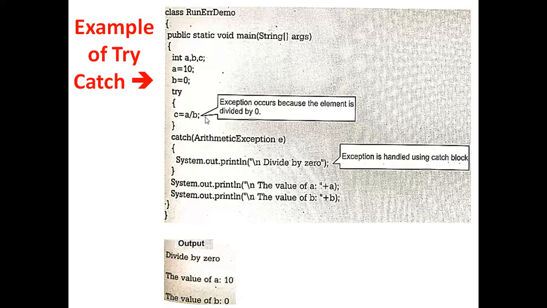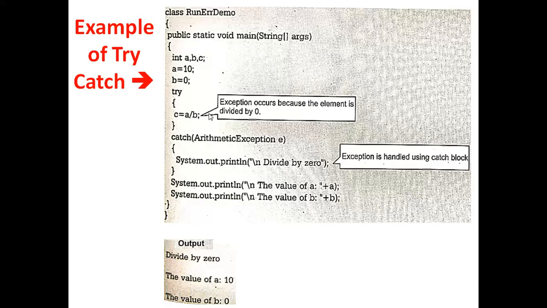system.out.println divide by 0. When the try catch block is executed, afterwards the normal execution of the remaining part of the program is done. Therefore, to show the execution of the remaining part of the program, I have used system.out.println, where I am displaying the values of A and B.